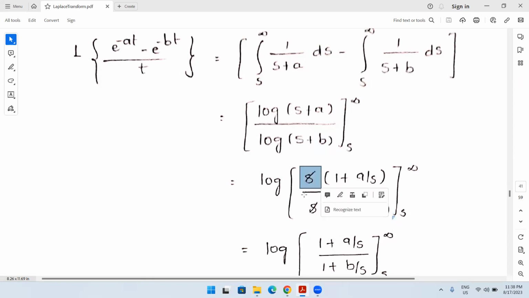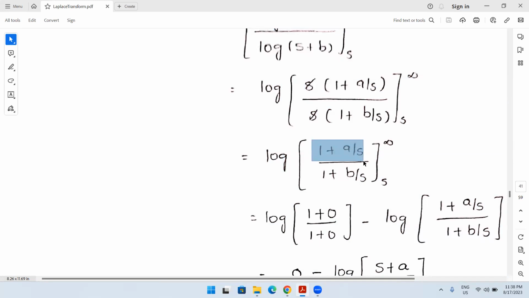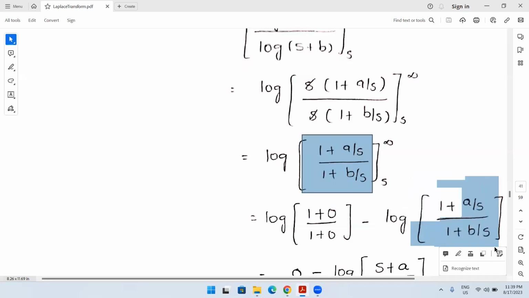So that s will get cancelled and what will be left? 1 plus a by s and 1 plus b by s. Now, if we directly substitute the upper limit infinity here, we won't get infinity, because a by infinity, something by infinity, is 0. And here also b by infinity is also 0. And next, if we substitute the upper limit, we get like this, and the lower limit as it is, in the place of s itself. So we get this one.